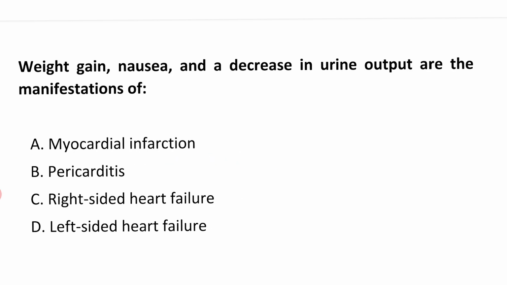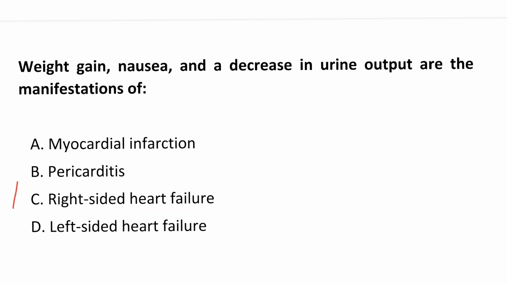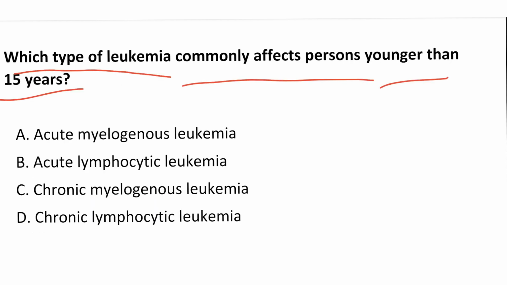Next question. Weight gain, nausea, and a decrease in urine output are the manifestations of option A, myocardial infarction, option B, pericarditis, option C, right-sided heart failure, option D, left-sided heart failure. And the correct answer is option C, right-sided heart failure is the manifestation of weight gain, nausea, and decrease in urine output.